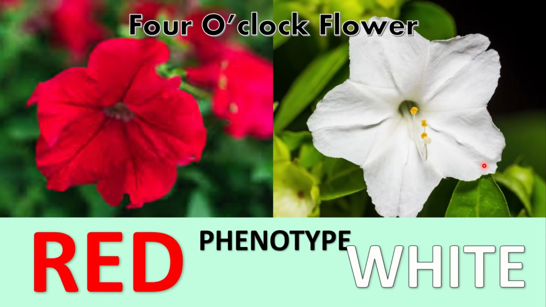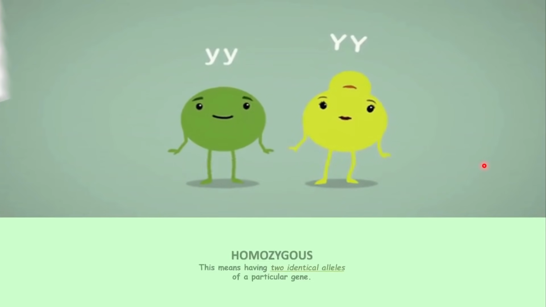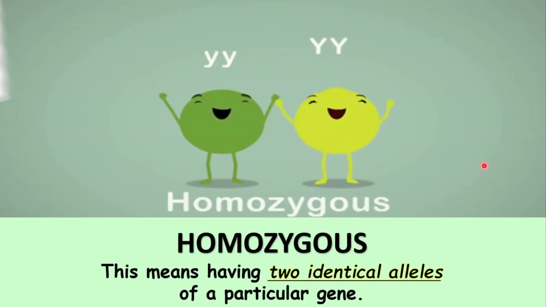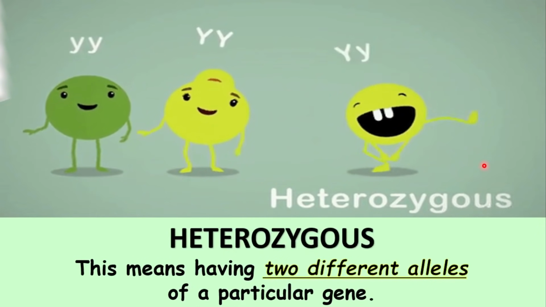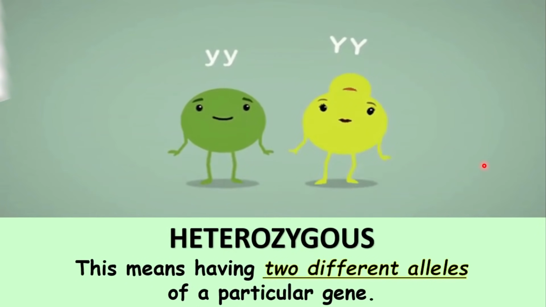Is that clear, class? Now let us proceed. Let us define homozygous. It means having two identical alleles, and heterozygous means having two different alleles.